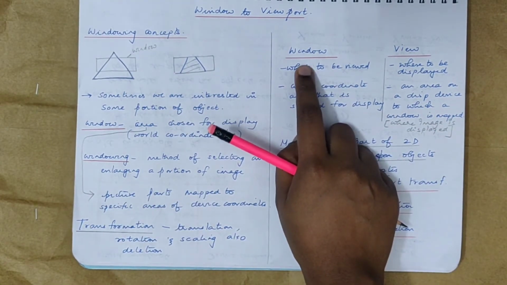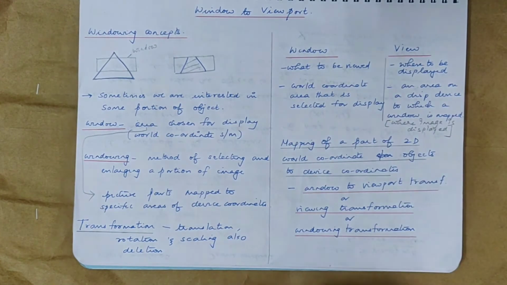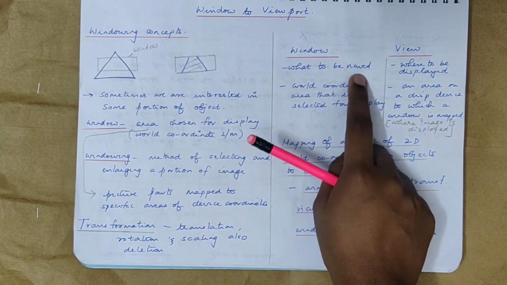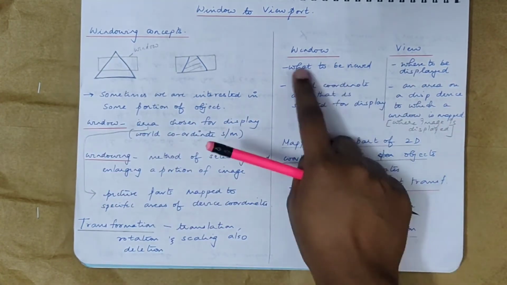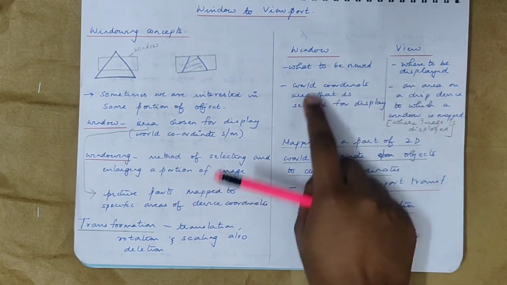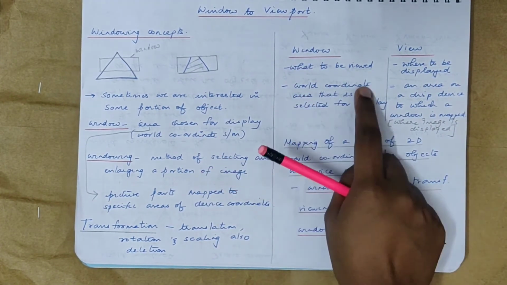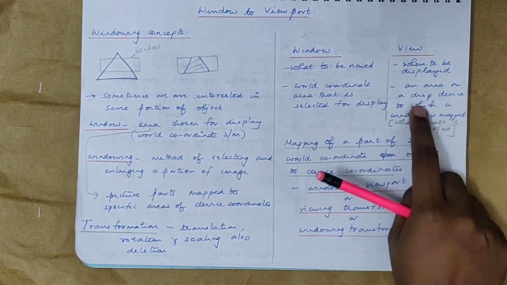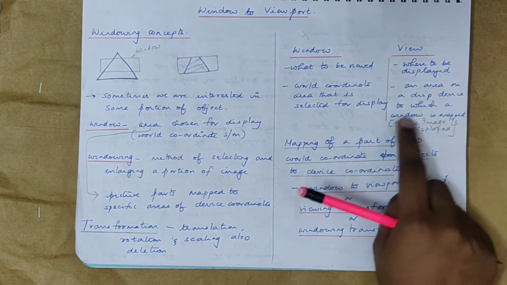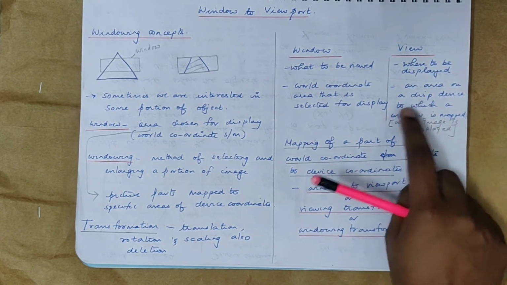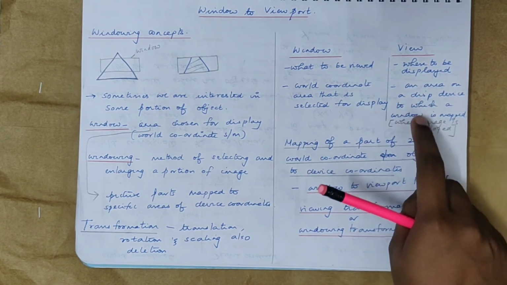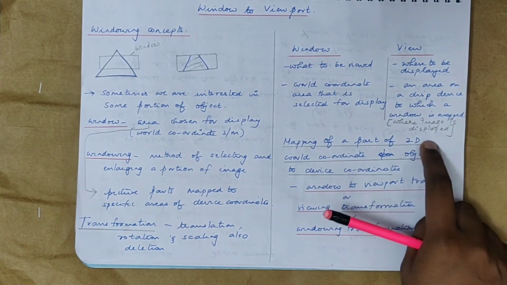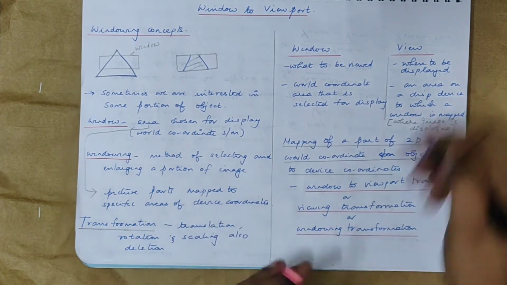So to sum up, you have the term window and you have one more term called view. What is the difference? Window means what to be viewed. What do you want to view? And view means where do you want to display that part. So window, what is to be viewed, is in the world coordinate system, the world coordinate area that is selected for display. Whereas view is the area on a display device to which a window is mapped. This display device can be your laptop, desktop system or mobile device. So where do you want to display the image, that you call a viewport. This is window and viewport.